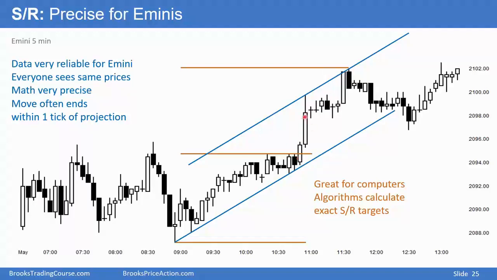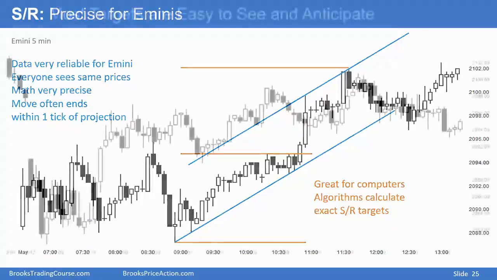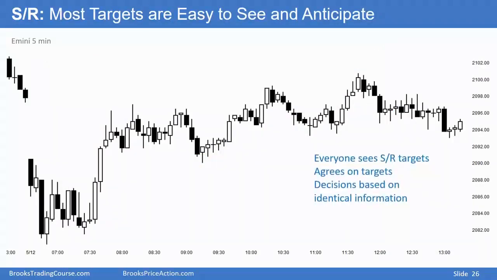Strong breakout, expect at least a second leg up. We got the second leg up, and that's the minimum that the bulls needed. And now they see resistance there as well. So you get profit taking. Very precise. Experienced traders all see the support and resistance targets. Everyone agrees on the targets, and the decisions that everyone is making, they're using the same information. You have to learn to spot the targets.